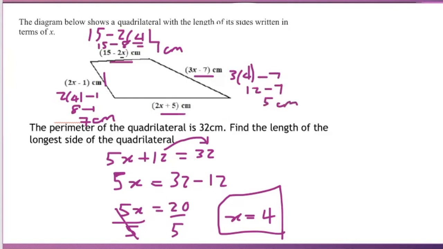The last one where I have 2x plus 5, 2x is 4. So I have 2 times 4 plus 5. So 2 times 4 is 8 plus 5, and that gives me 13. So you can see by comparing that the longest side is 13 centimeters.